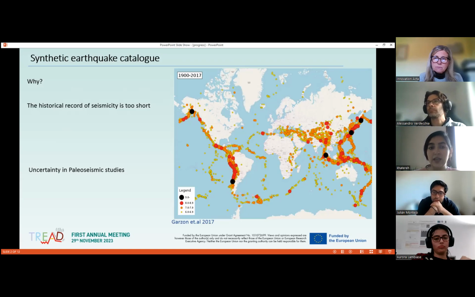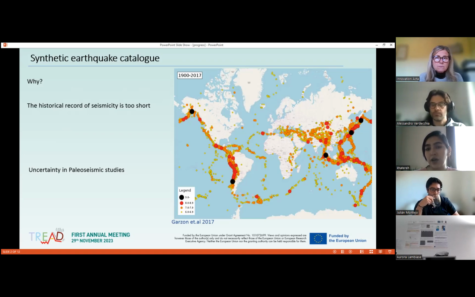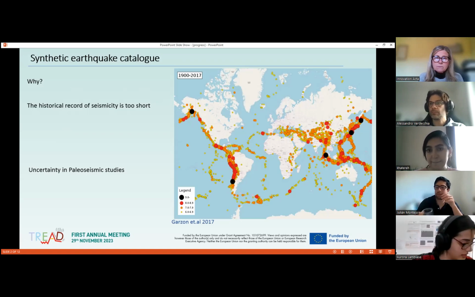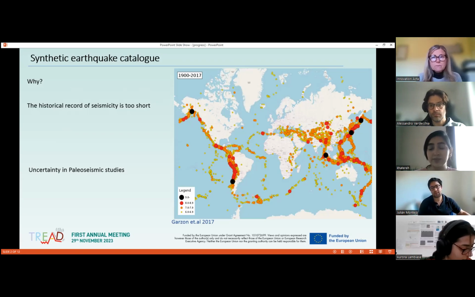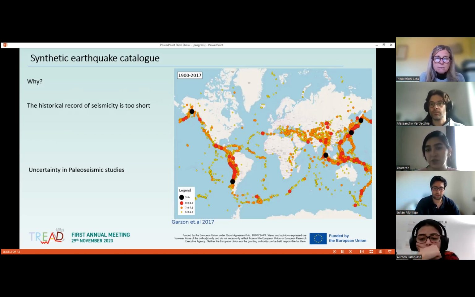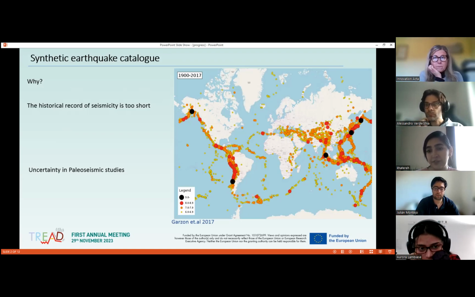The first is the historical record of seismicity is too short to enable us to make a firm conclusion about the recurrence time of large earthquakes and possible clustering in time and space. As we can see in the right picture, these are the recorded earthquakes for the years 1900 to 2017. This number is too few to actually make a firm conclusion. And the second reason is, although paleoseismic studies are able to extend the records for some specific regions, the process is too slow and subject to uncertainty.